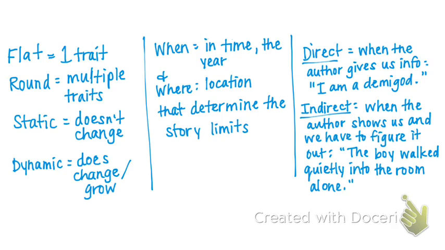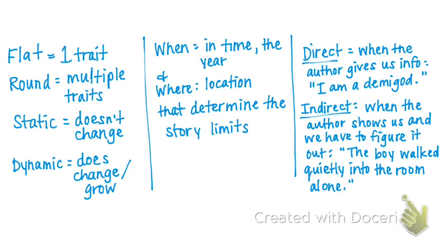Round characters are characters that have multiple traits and multiple motivations and why they do different things. Maybe they are rude to someone and then they are kind to another person. And it's not for selfish reasons. Maybe sometimes they are selfish, sometimes they are really selfless. So sometimes they're just harder to tell and figure out. So those are round characters. They have some complexity and depth to them.